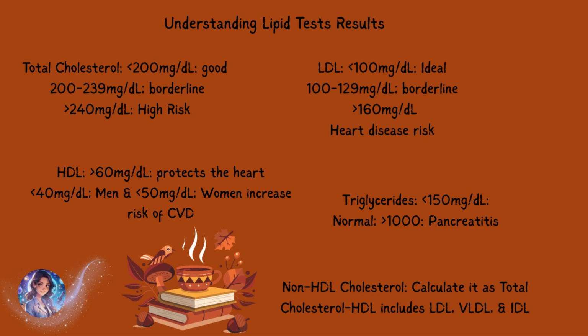LDL, low density lipoprotein, this is our bad cholesterol. It's carried by apolipoprotein B100. Less than 100 milligrams per deciliter is ideal, especially for high-risk folks. 100 to 129 is borderline. 130 to 159 is moderate risk. And greater than 160 milligrams per deciliter screams atherosclerosis. It means that the patient is at risk for a heart attack or stroke.